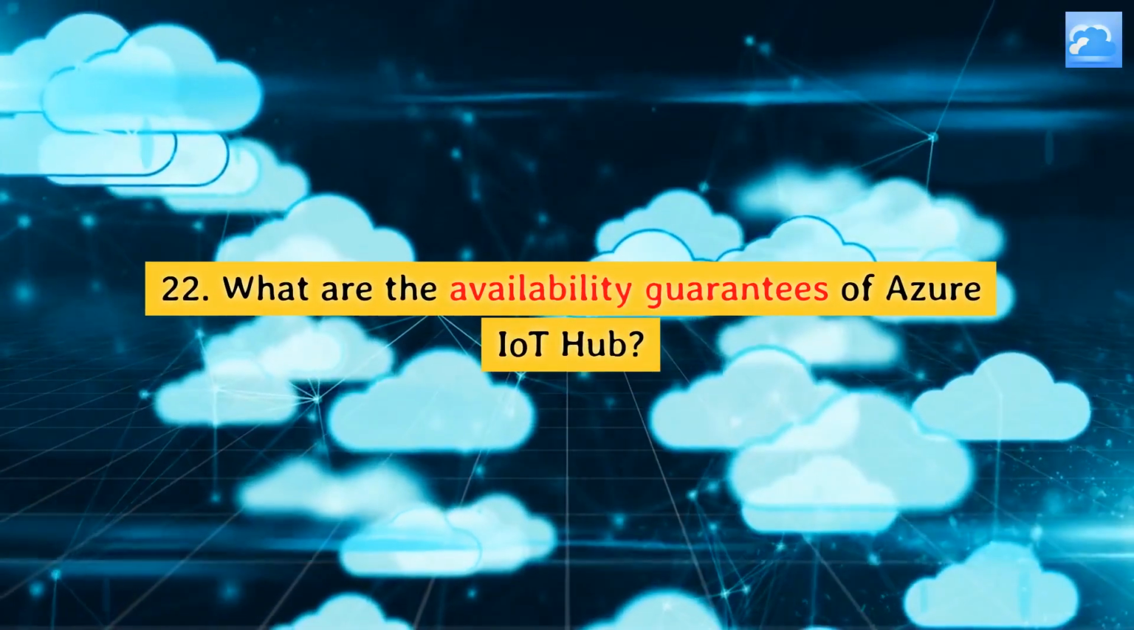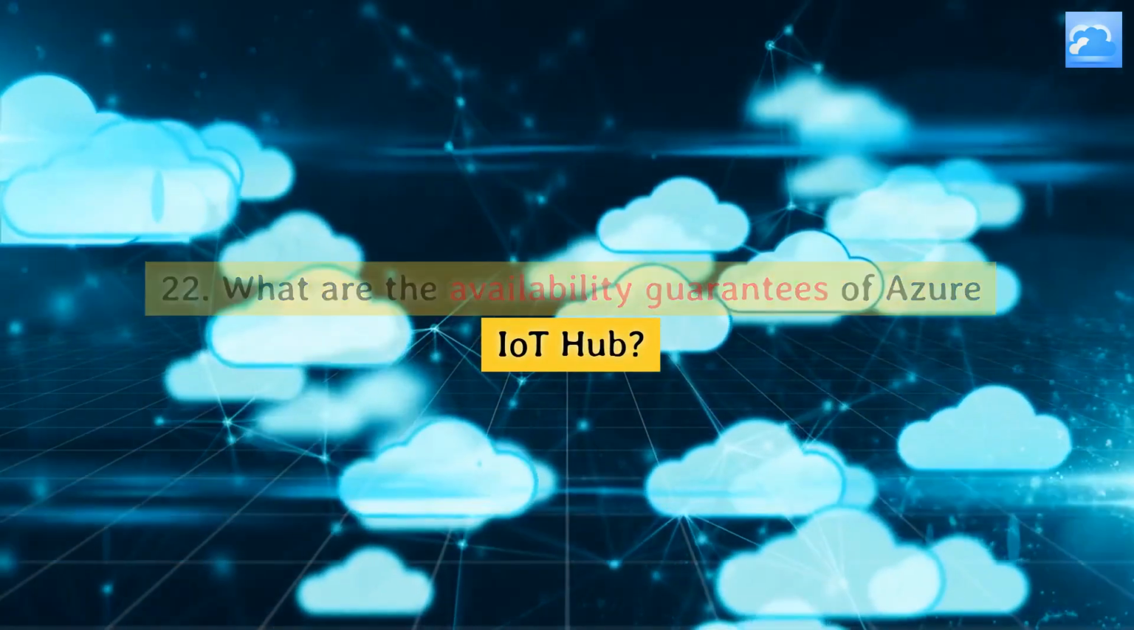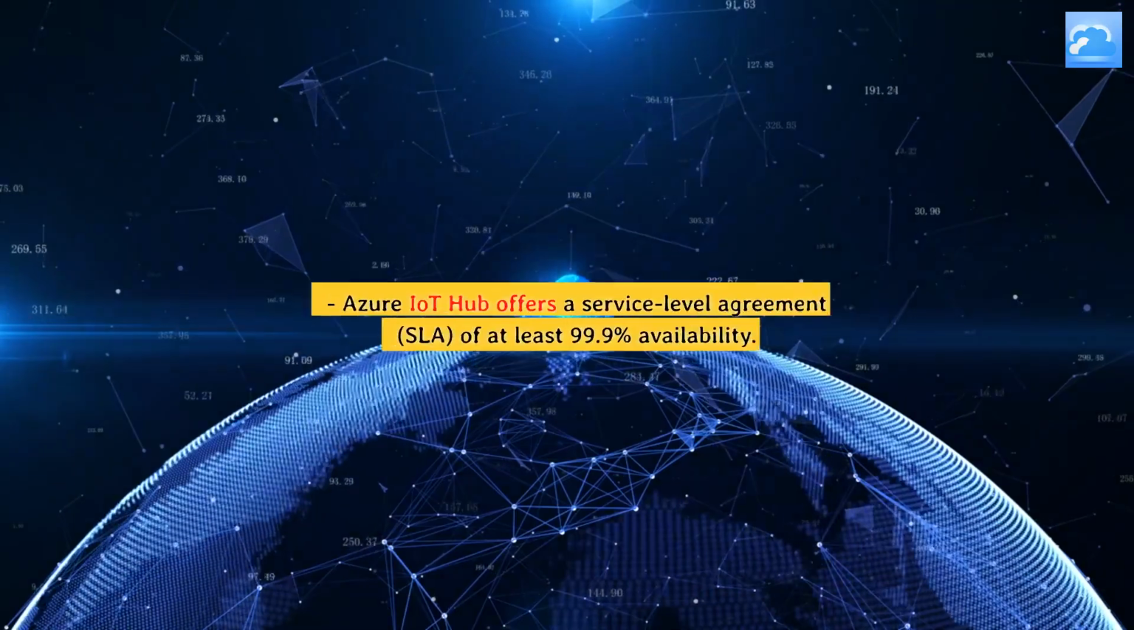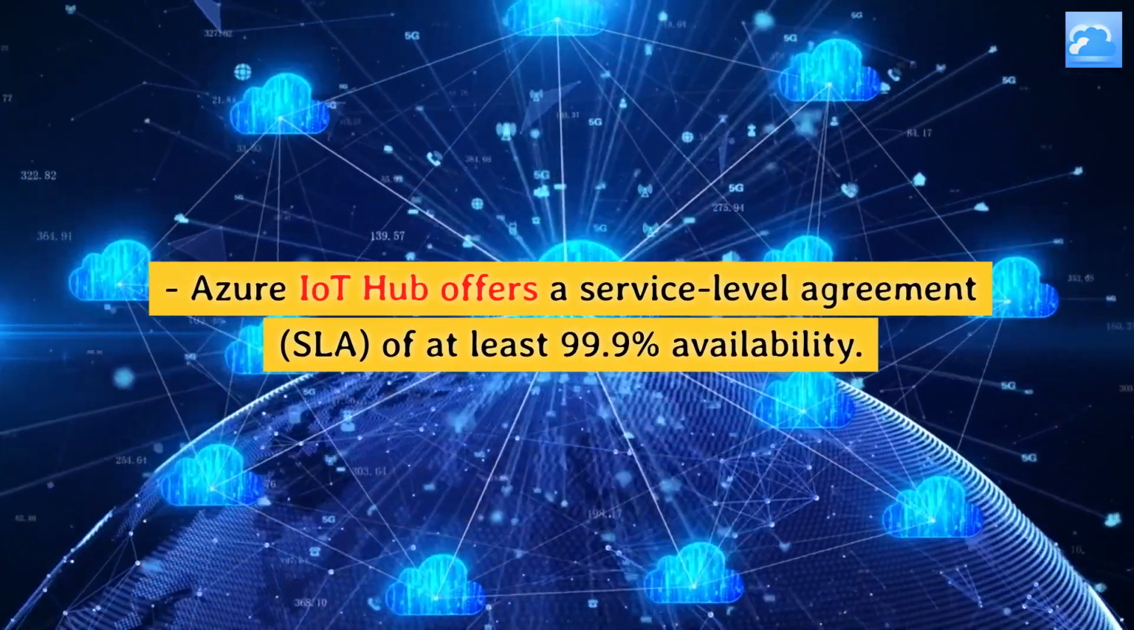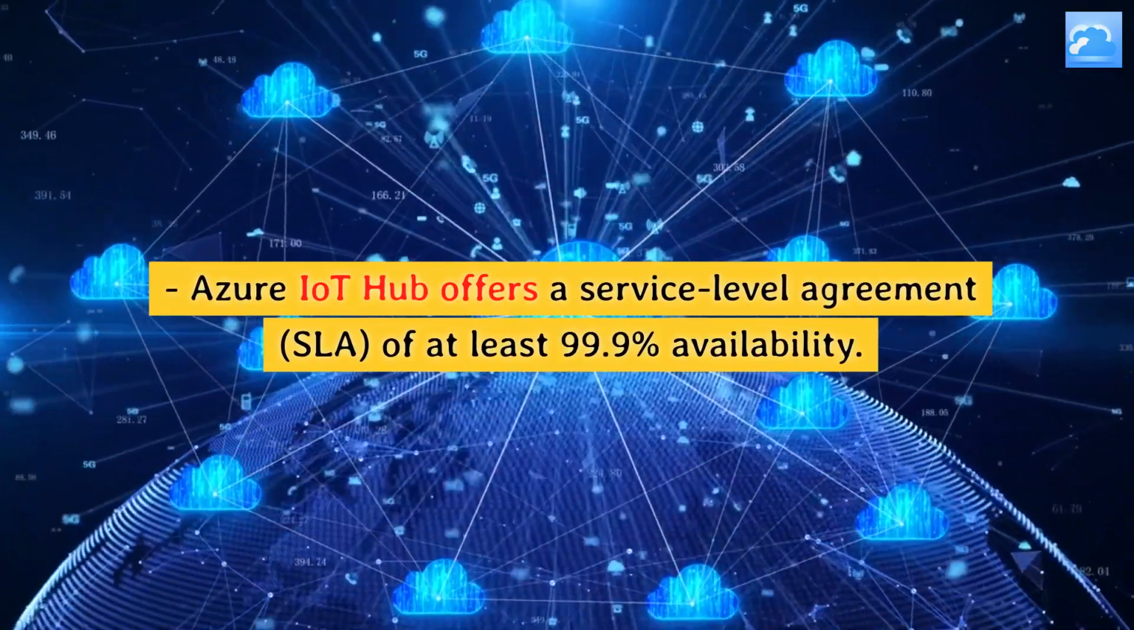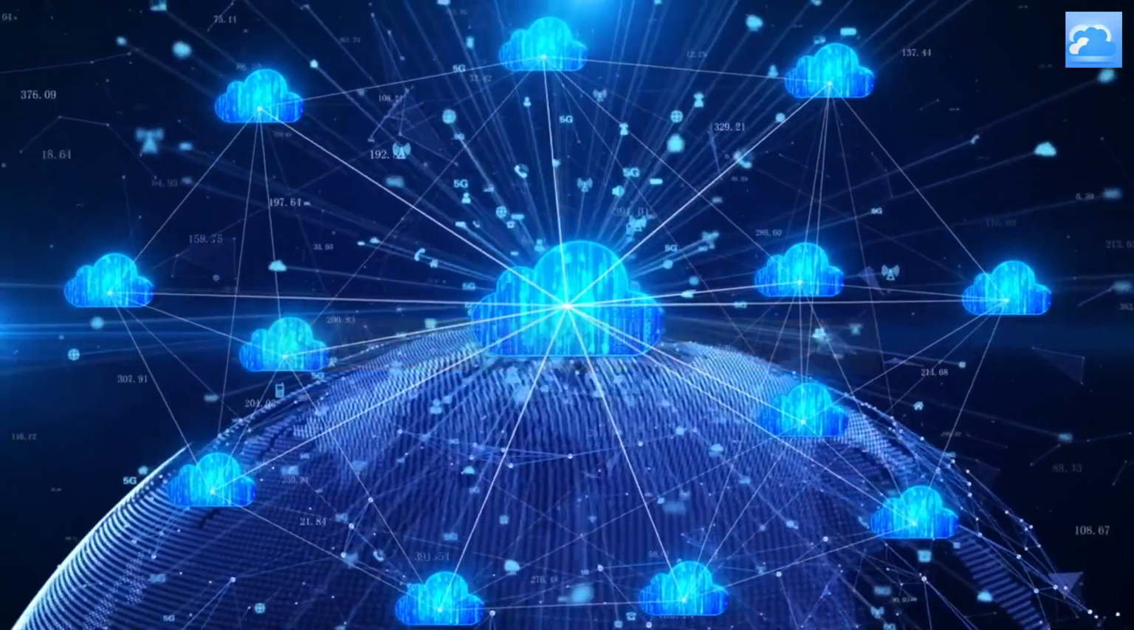22. What are the availability guarantees of Azure IoT Hub? Azure IoT Hub offers a service level agreement, SLA, of at least 99.9% availability.